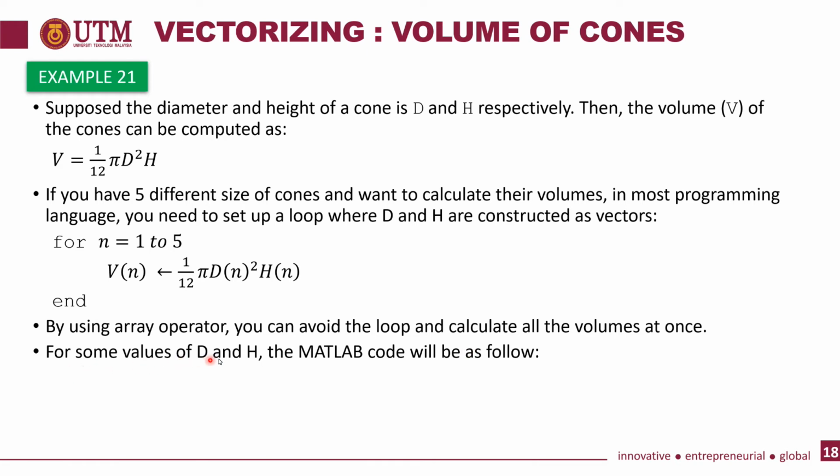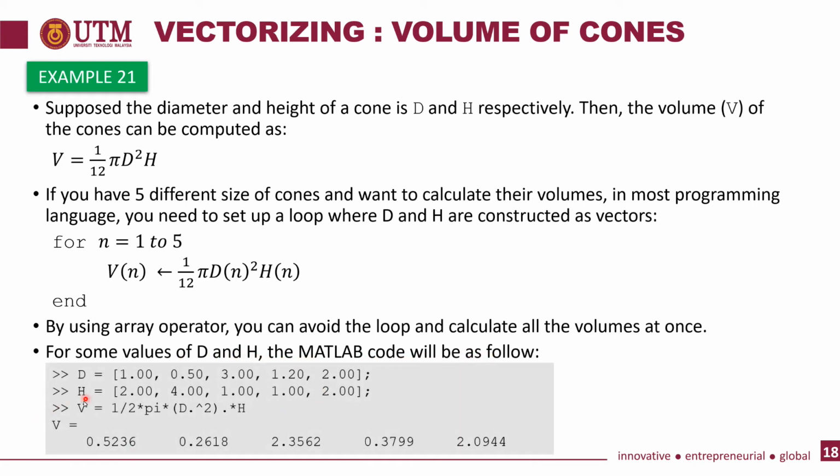So for some values of d and h, the MATLAB code will be as follows, okay? So you see here, you are initializing a value of d with a matrix of 1 by 5, okay, 1 row and 5 columns. And h also you are initializing as 1 row and 5 columns. So d and h have the same size, okay? You must remember that, okay? You must know that, okay?